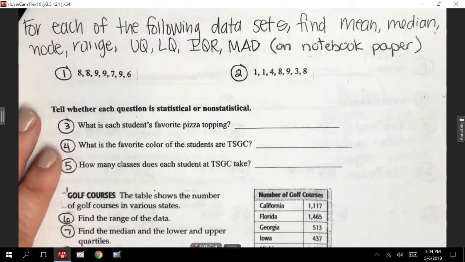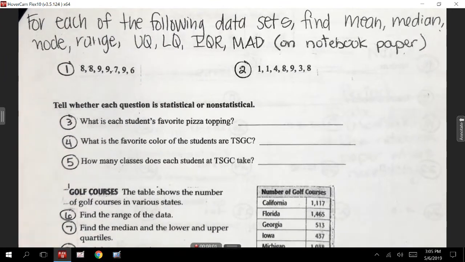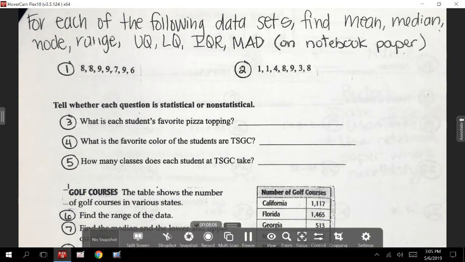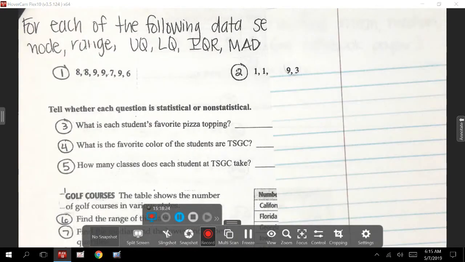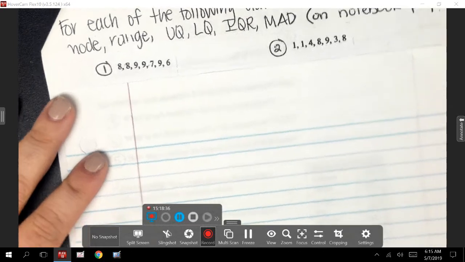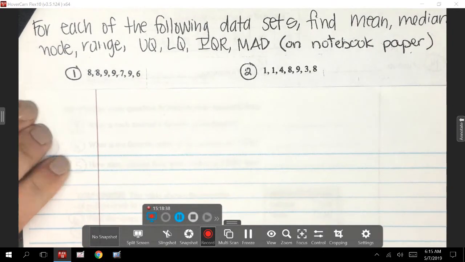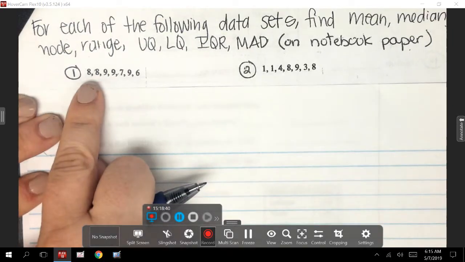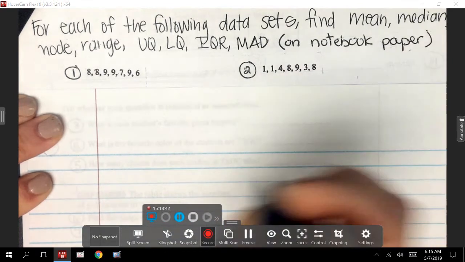All right, number 1 and 2, we're going to need to do on a separate sheet of paper, so I'm going to get out a piece of paper so we can do 1 and 2. All right, so looking at number 1, I'm going to get out a loose leaf sheet of paper here. Here we go. All right, so we need to find the mean, median, mode, range, LQ, UQ, IQR, and the mean absolute deviation, making sure we do this on notebook paper like it says.